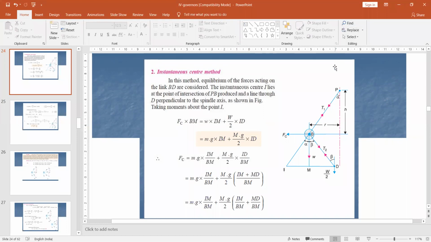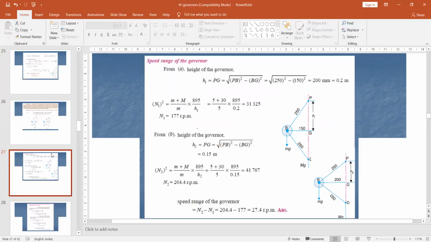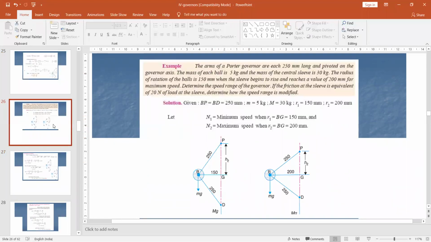Roll number 24, please respond. Yes, sir. Did you clear your doubt? Yes, sir. So we just write the moment: when we take the moment, we represent the forces. Fc into BM equals small w into IM plus capital W by 2 into ID. Okay. Just observe the problem. All of you read it carefully.